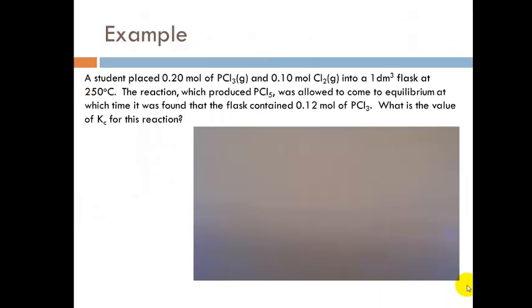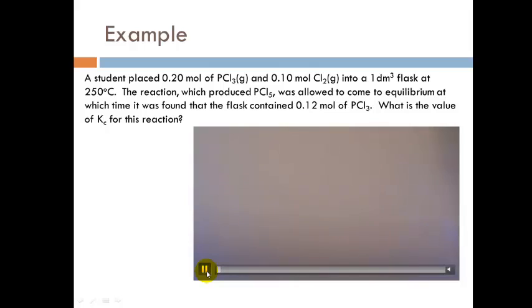So here's an example. A student placed 0.2 moles of PCl3 and 0.1 moles of Cl2 in a 1 decimeter cube flask at 250 degrees Celsius. The reaction, which produced PCl5, was allowed to come to equilibrium, at which time it was found that the flask contained 0.12 moles of PCl3. What is the value of Kc for this reaction?